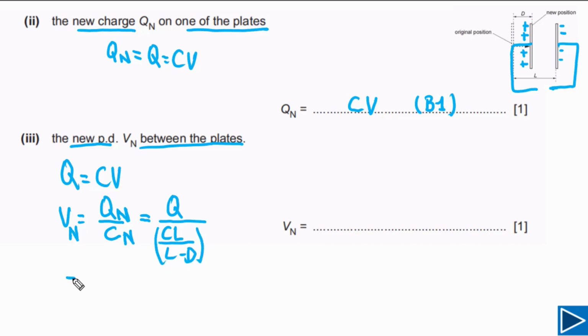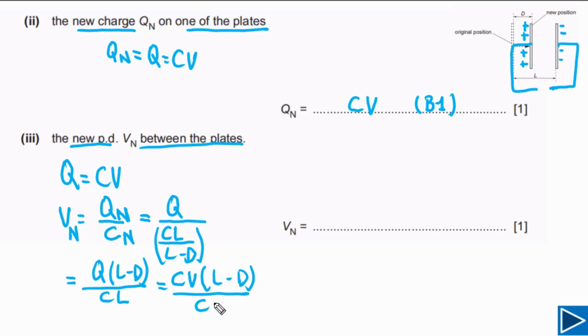Now we can rearrange this one. We can write down here we have Q times L minus D, and this is divided by CL. But Q is equal to CV, so we can replace Q with CV. Q is equal to CV times L minus D, and this is divided by CL.